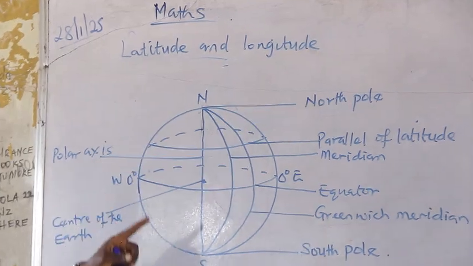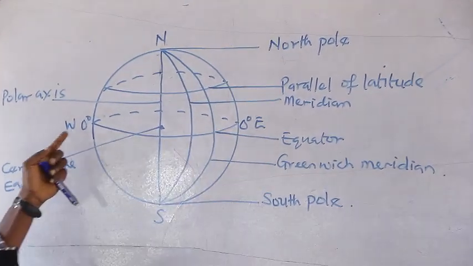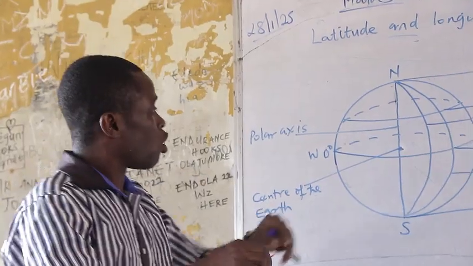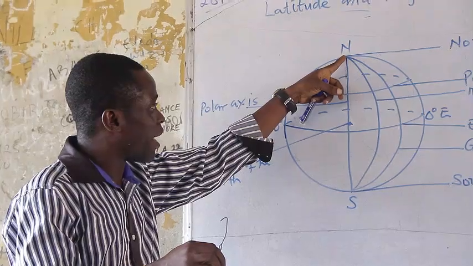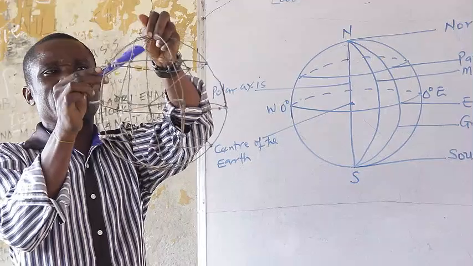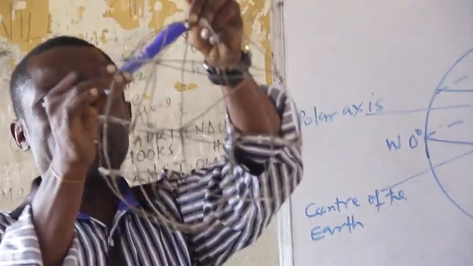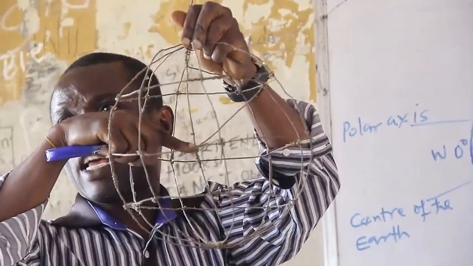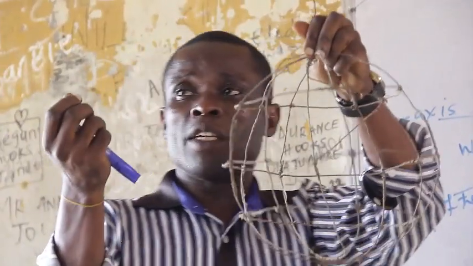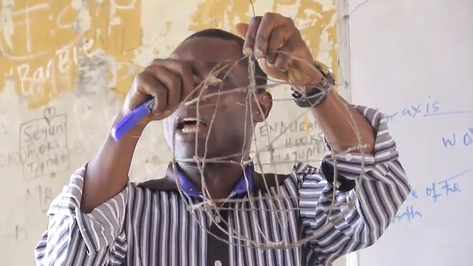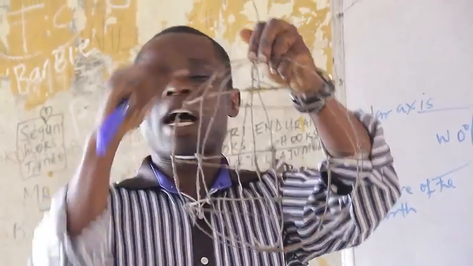Let me start with North Pole. We have North Pole, South Pole, East Pole, and West Pole, as we have it in bearing, 4 cardinal points. Although there's a polar axis. Look at the line from the north to here. This is the polar axis. The line that is drawn from here to this place is called polar axis. If you just hold a football, you can hardly see that polar axis. But this is the polar axis.